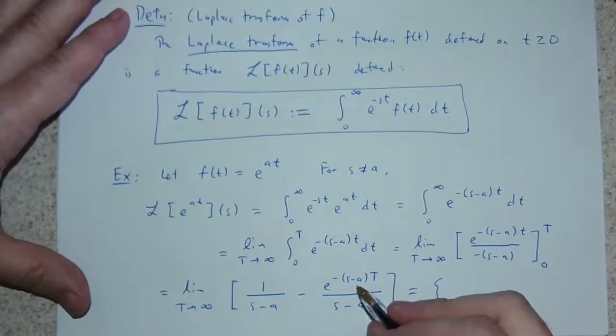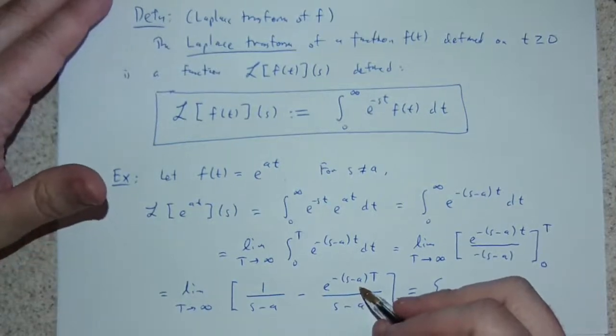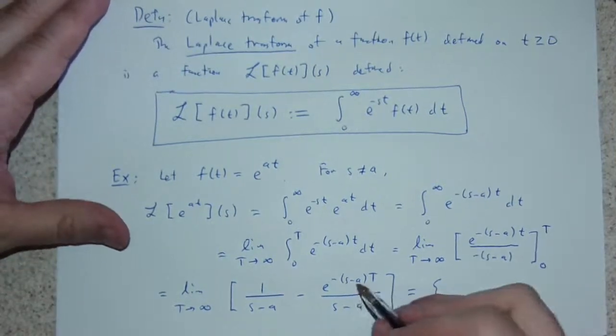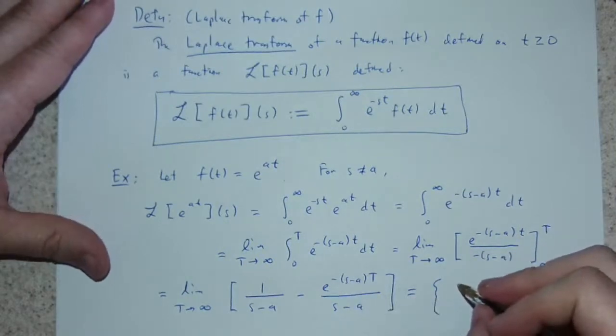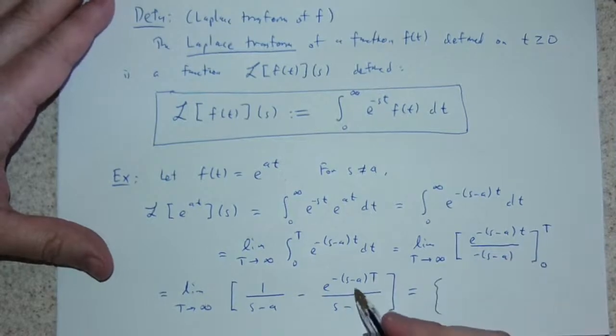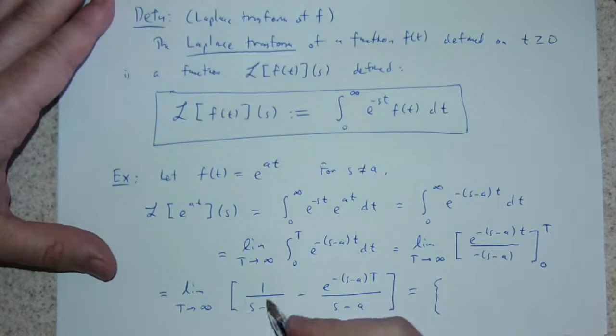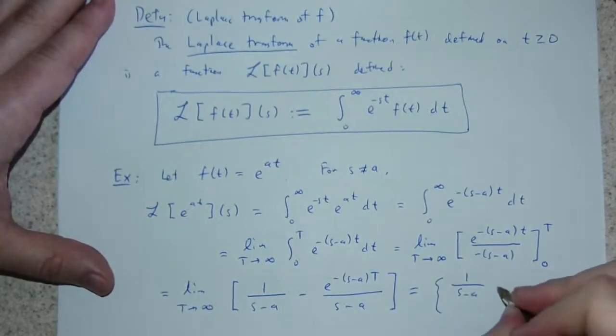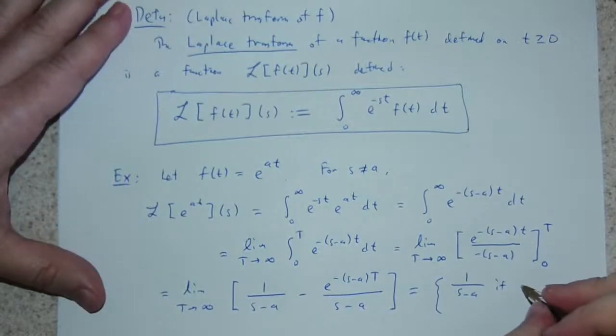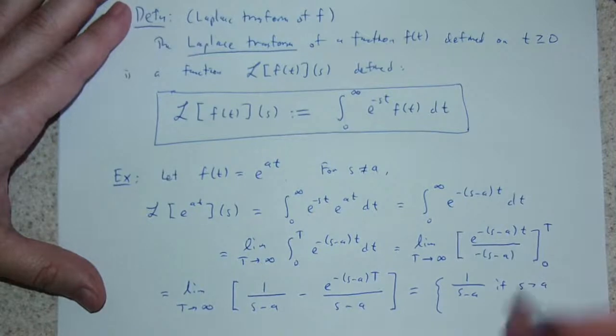So if s minus a is positive, then minus s minus a is negative, and so this thing is going to 0. But s minus a being positive, what does that mean? S minus a is positive, that means s is bigger than a. So what I get is only this first term, 1 over s minus a, if s minus a is positive or s is greater than a. And this thing is infinity if s is less than a.